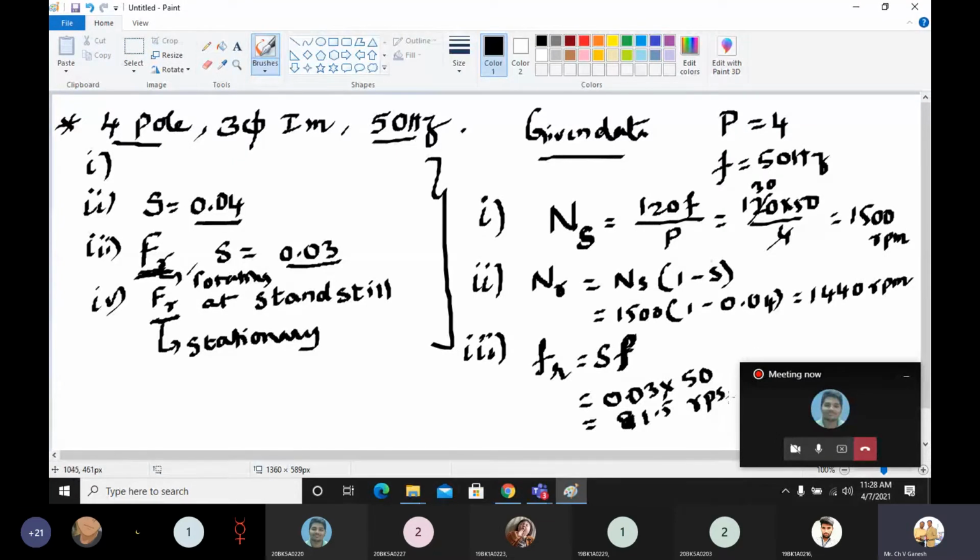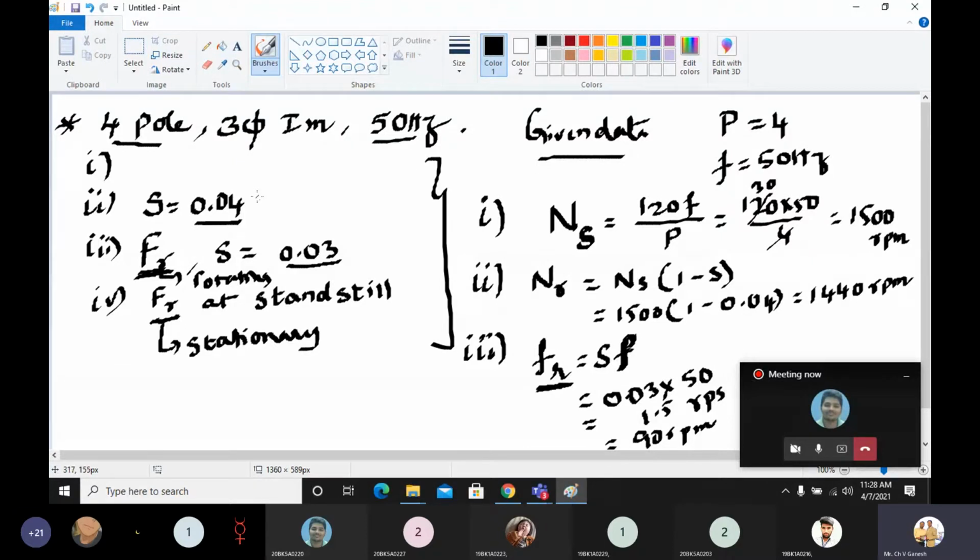RPS. If I need to find it per minute, what do I have to do? Multiply by 60. 1.5 into 60, then you will get the value of your rotor current frequency, that is 90 rpm. Like this, we have to find the frequency of the rotor currents when the slip is 0.03.